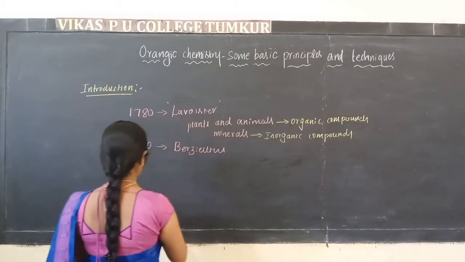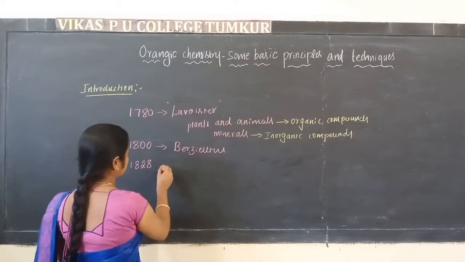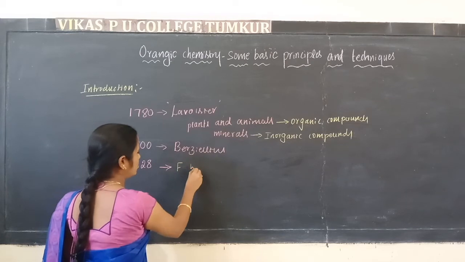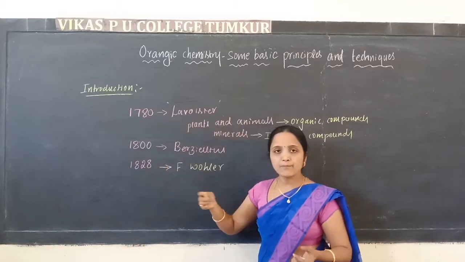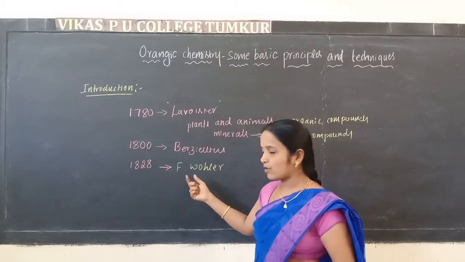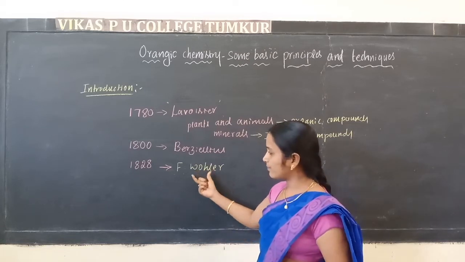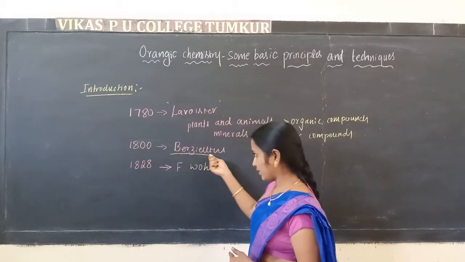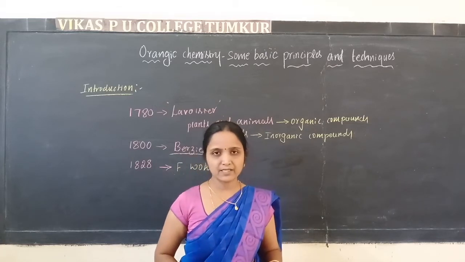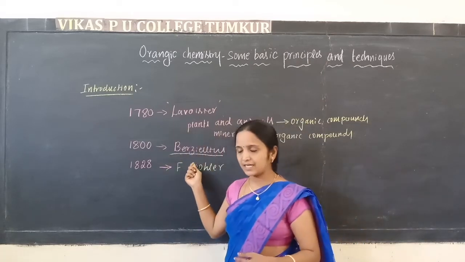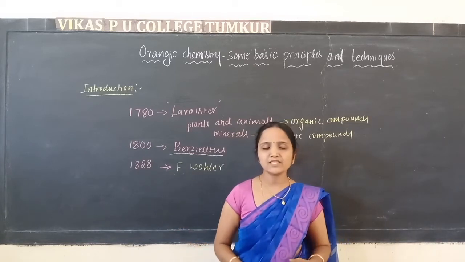In the year 1828, the scientist Friedrich Wöhler prepared an organic compound from an inorganic compound. Berzelius had given the statement that the vital force is necessary for the formation of organic compounds, but it was rejected when urea was prepared using the inorganic compound ammonium cyanide.